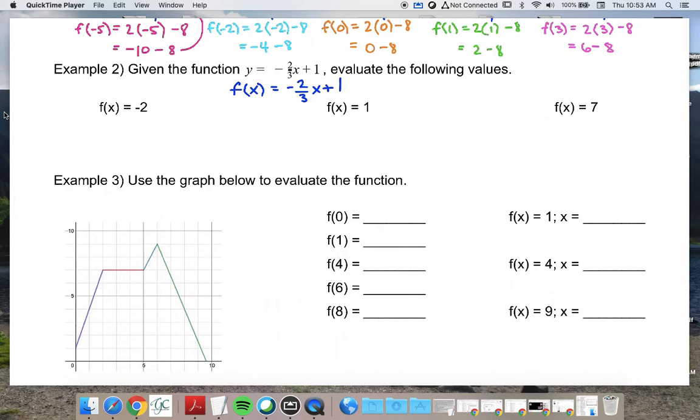They've told us that f of x is equal to negative 2. So they are telling us that y is equal to negative 2 this time, because that negative 2 is on the other side of the parentheses.